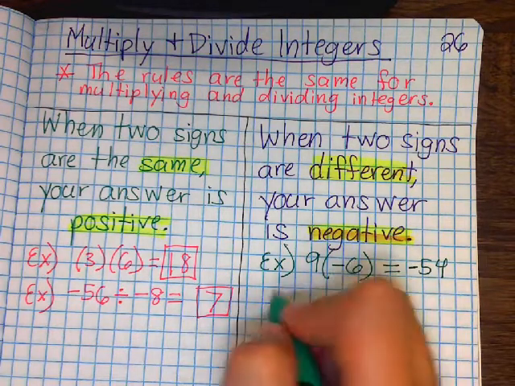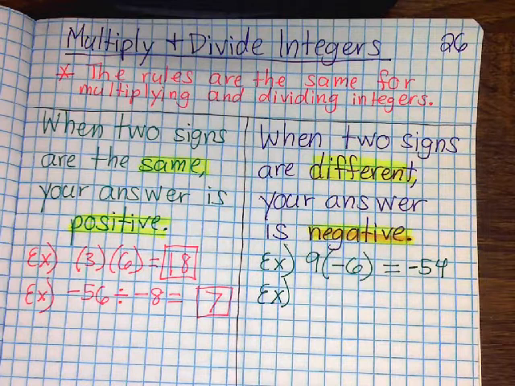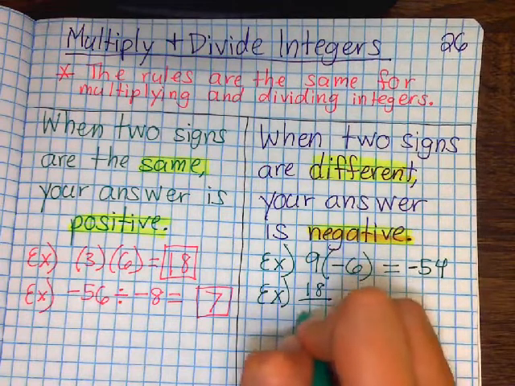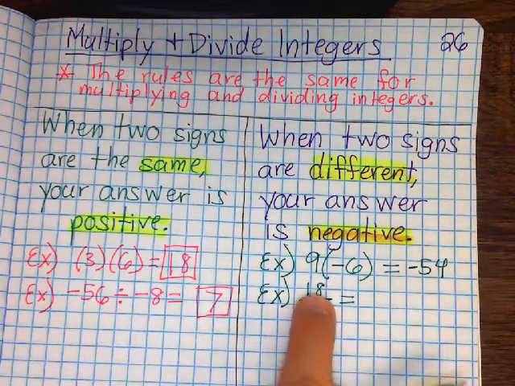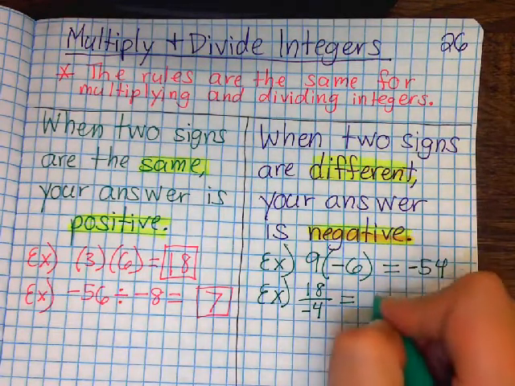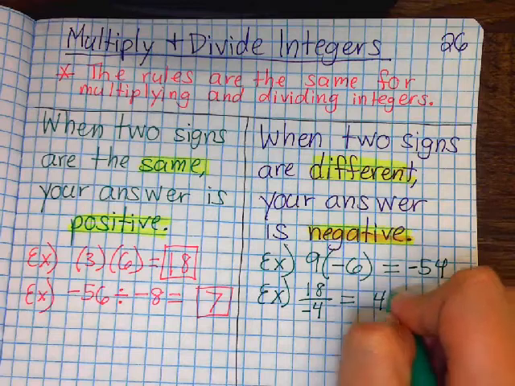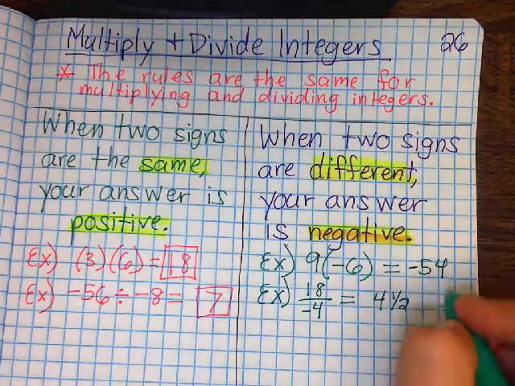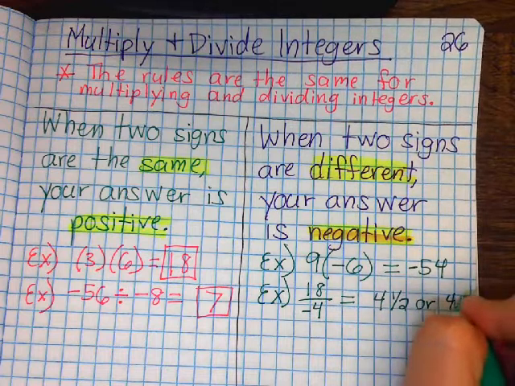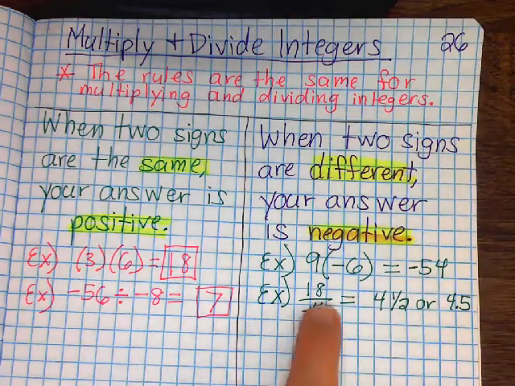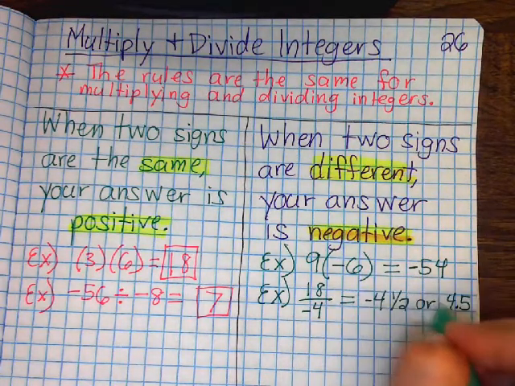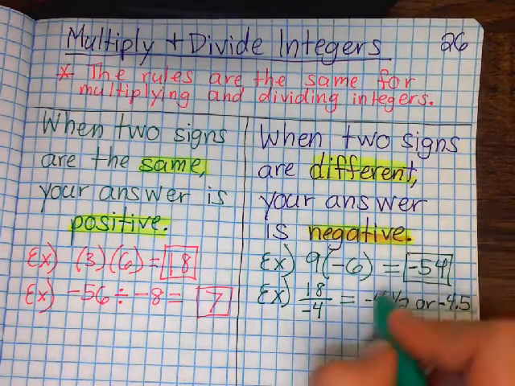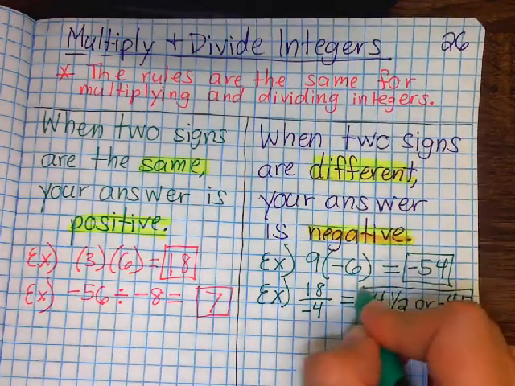My next example, if I have 18 divided by negative 4. Well, let's do the math first. 18 divided by 4 is actually 4.5. So you could say it like that, or remember 4.5, they mean the same thing. But I have a positive divided by a negative. They're different signs, so my answer is negative. And either of those answers would be correct.